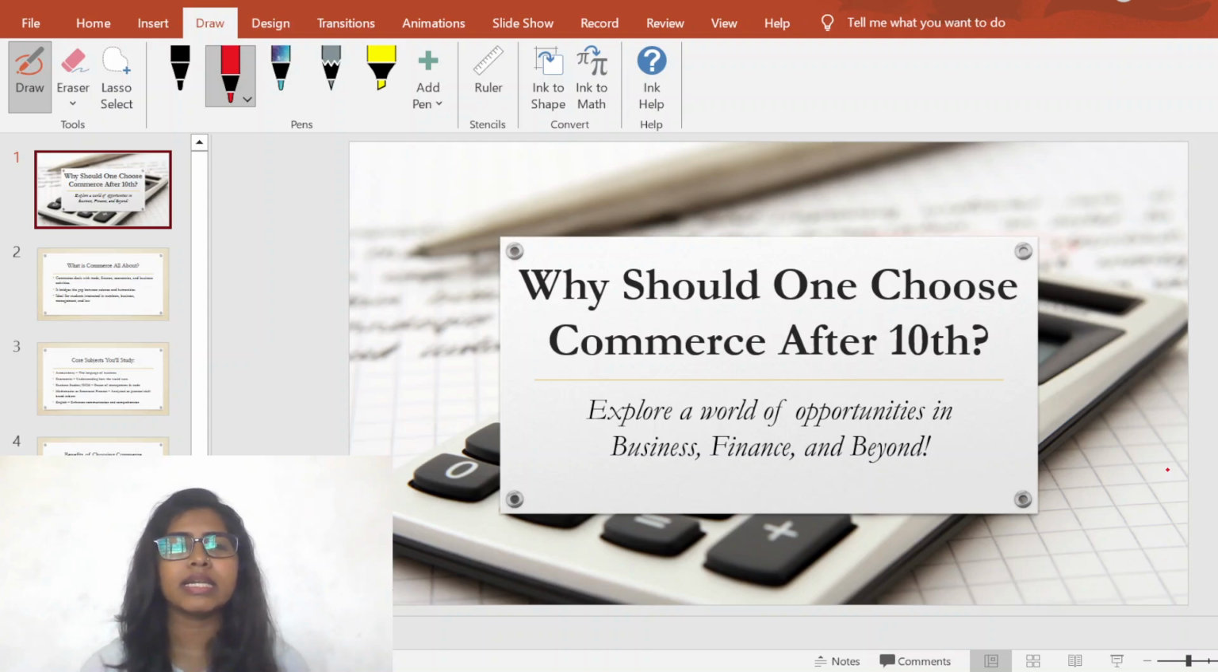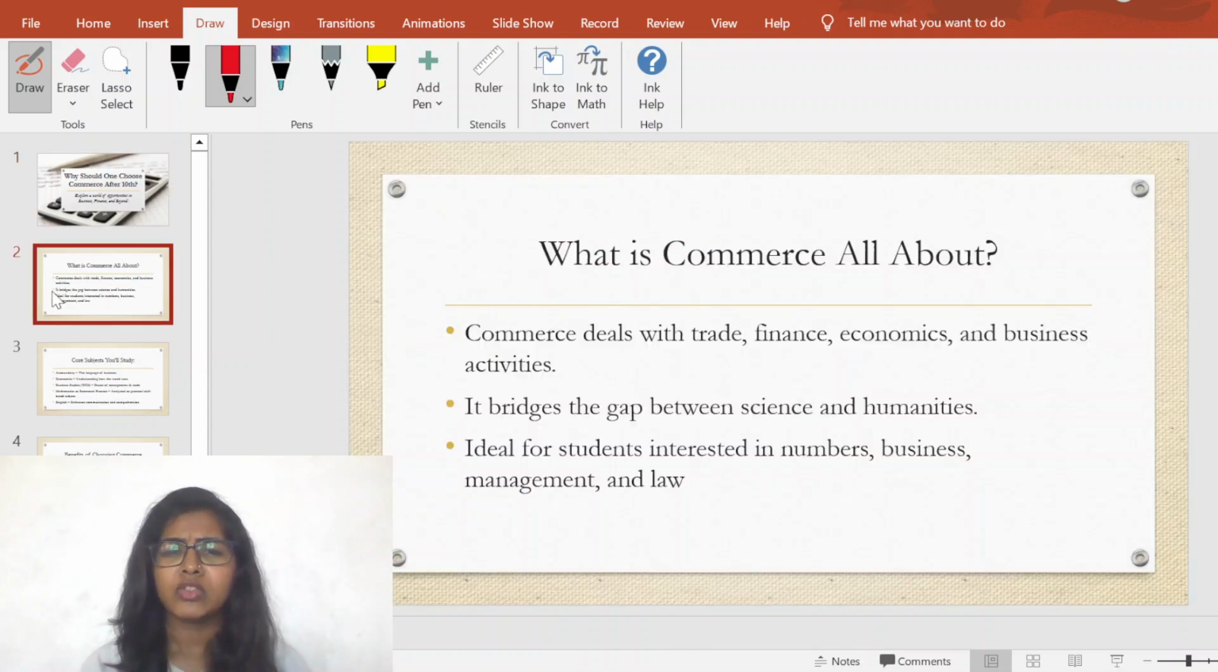To understand, let's just first focus on what commerce is all about. Commerce basically deals with trades, finances, economics, all the business activities. It deals with how much you earn, how much you spend, what is the loss, what is the profit. This is all commerce. So, if this excites you, your conclusion should be to opt for the commerce stream after 10th.